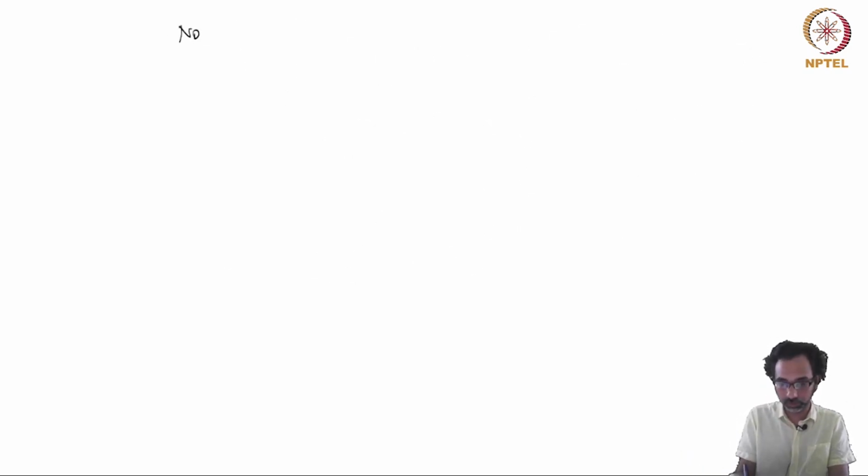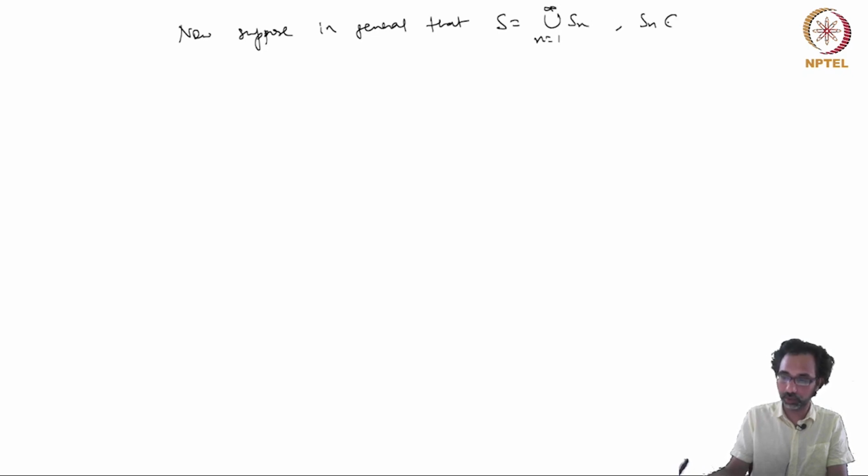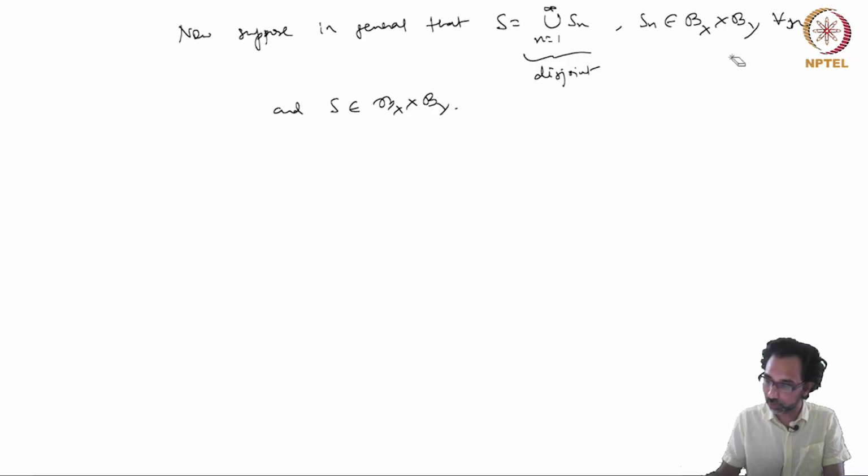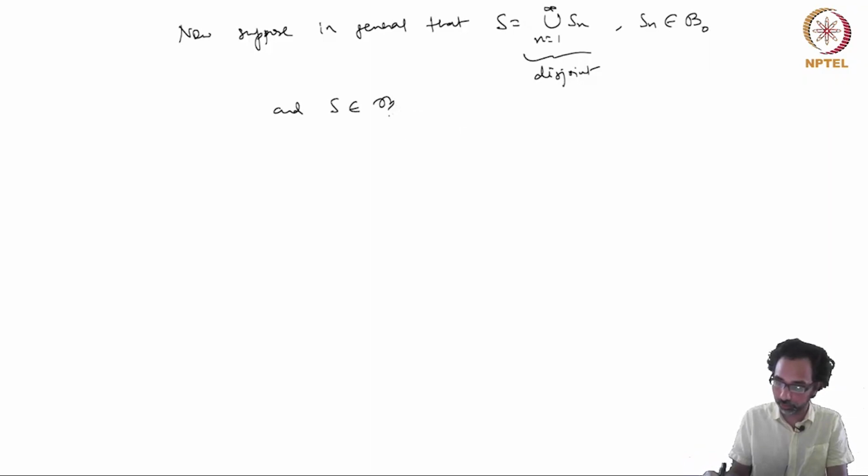Now suppose in general that S is equal to the disjoint union over n equal to 1 to infinity of S n, where S n belongs to Bx cross By for all n, and further that S belongs to Bx cross By. Sorry, these belong to B naught, and again we have B naught.